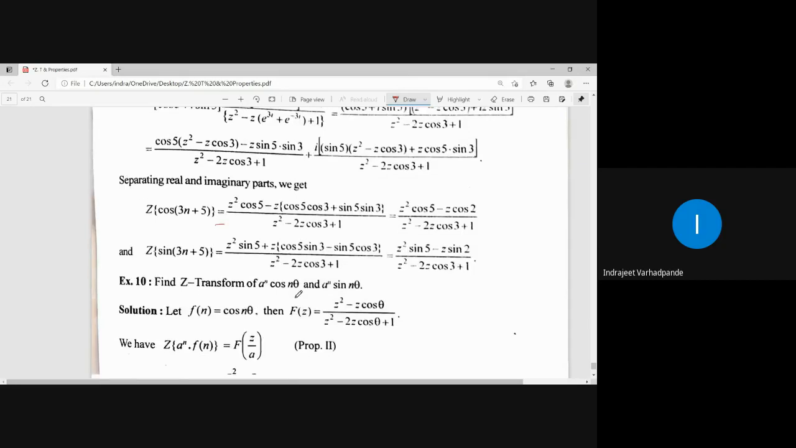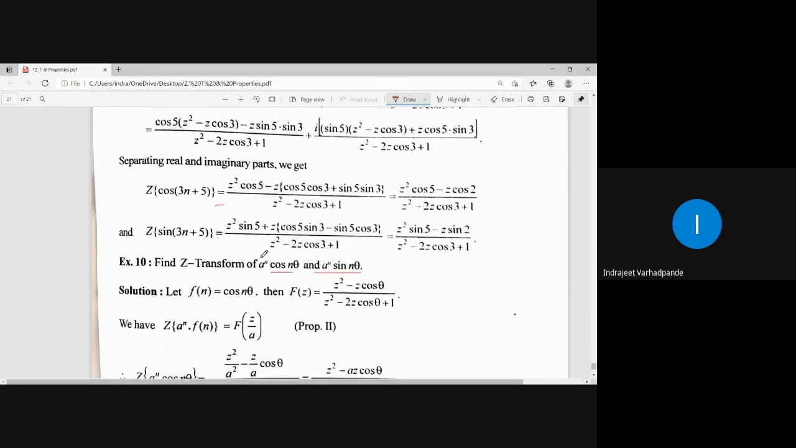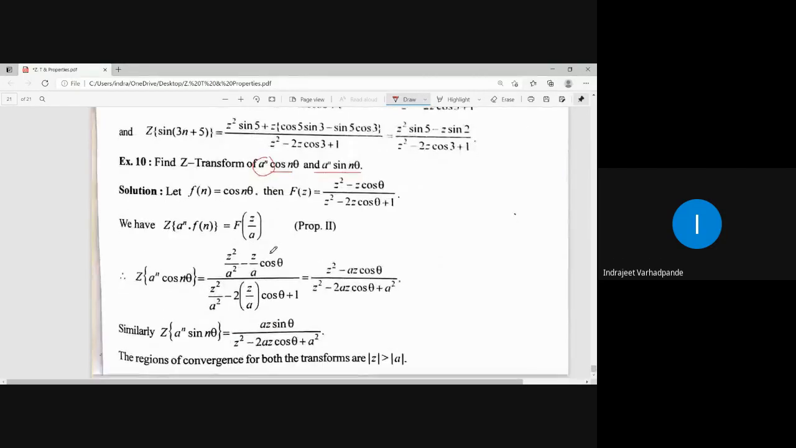Similarly, if cos n theta and sin n theta are multiplied by a to the power n, it is the change of scale property or the damping rule. What you have to do here? Replace z by z by a. So the result we had for cos n theta, z square minus z cos theta upon this, every z will be replaced by z by a whenever it is multiplied by a to the power n. So accordingly you get this particular result, which is the deduction from the earlier.